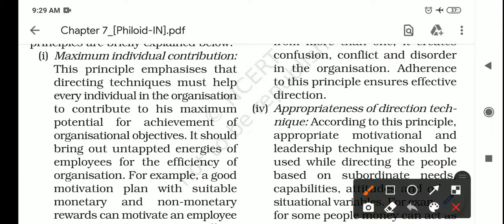Let us see what important points are written here, and you can note down those points that I will underline here in your copy in the notes form. The point written here is, this principle emphasizes that directing techniques must help every individual in the organization to contribute to his maximum potential for achievement of organizational objectives. So we can underline and mark this much of the part for your notes purpose.